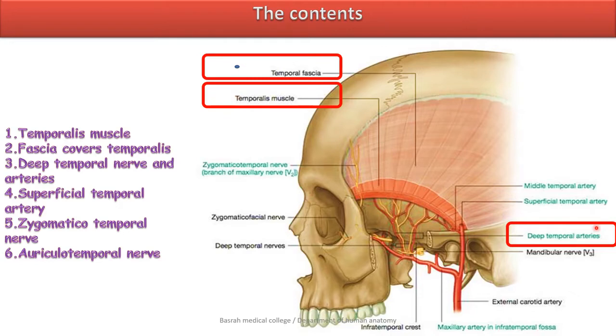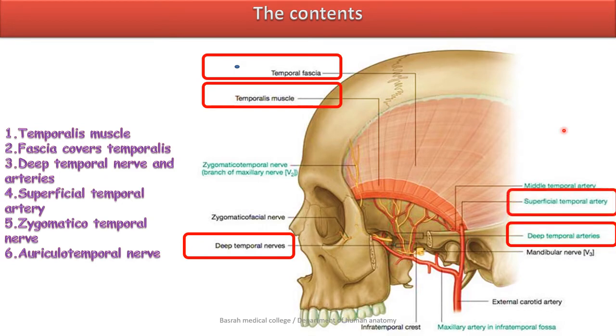The deep temporal nerve, this is the deep temporal nerve and arteries. Deep temporal artery. Superficial temporal artery. Zygomaticotemporal nerve and auriculotemporal nerve.